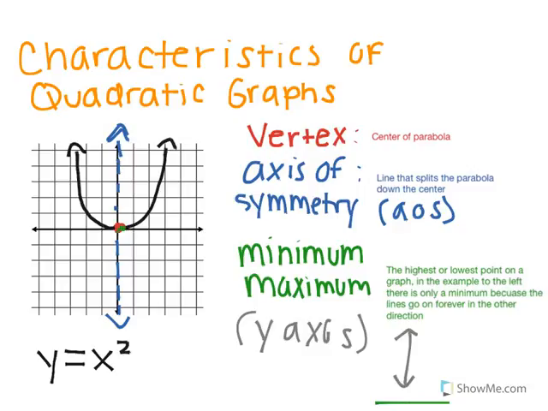An example of having a maximum but not a minimum would be like this, a negative parabola, where this would be the max, and there'd be no minimum. In this one, we have a min, which is there, and no max.